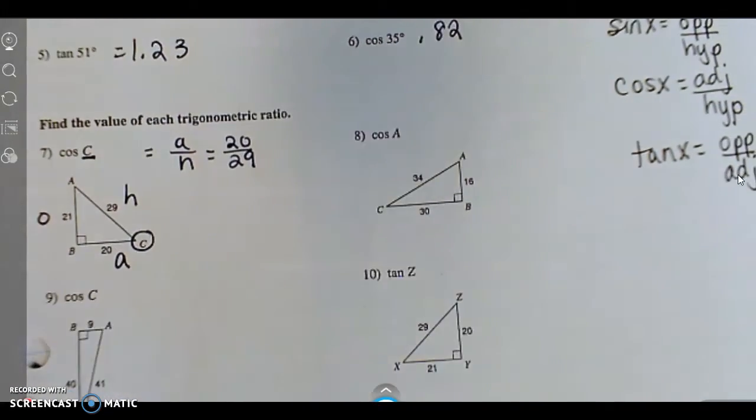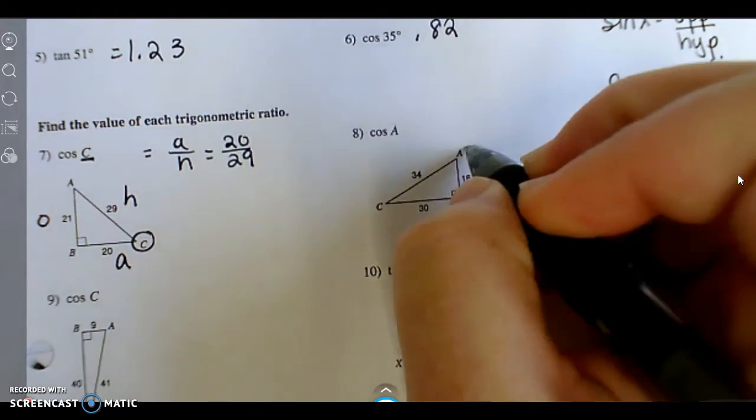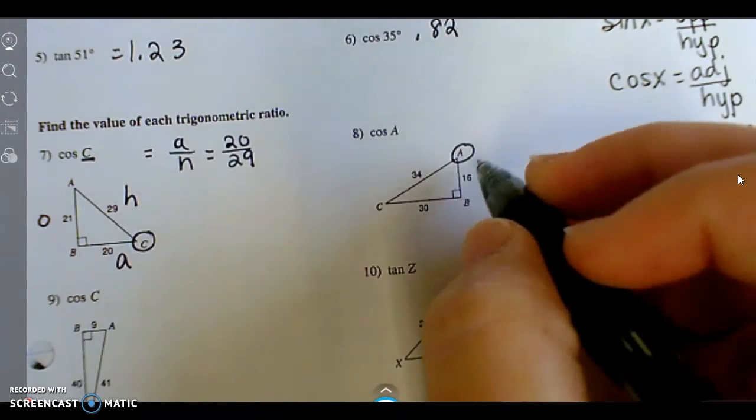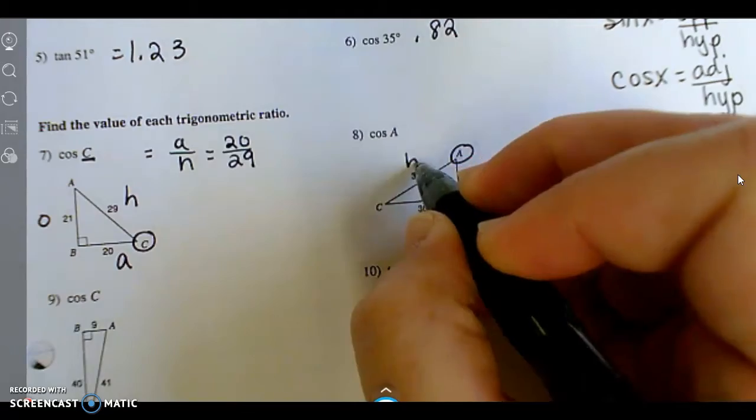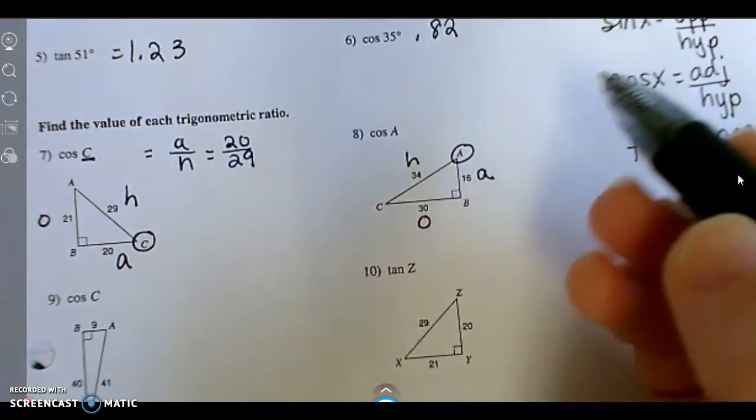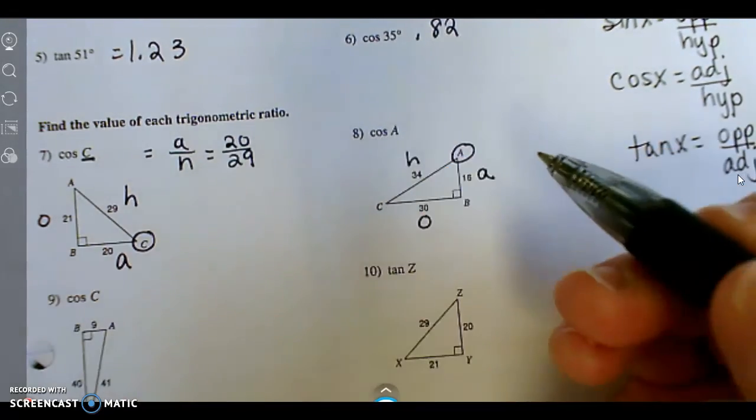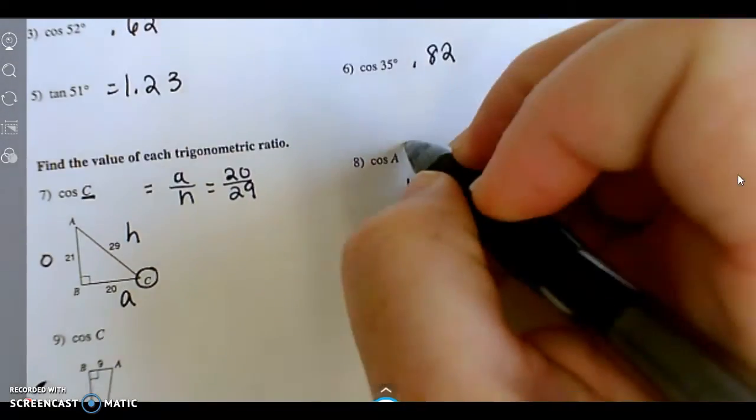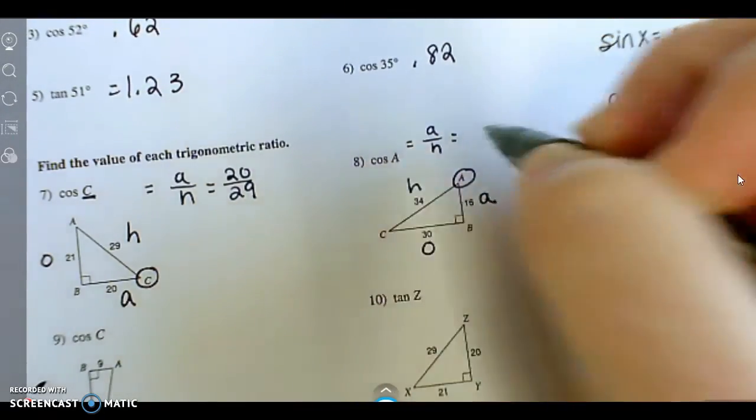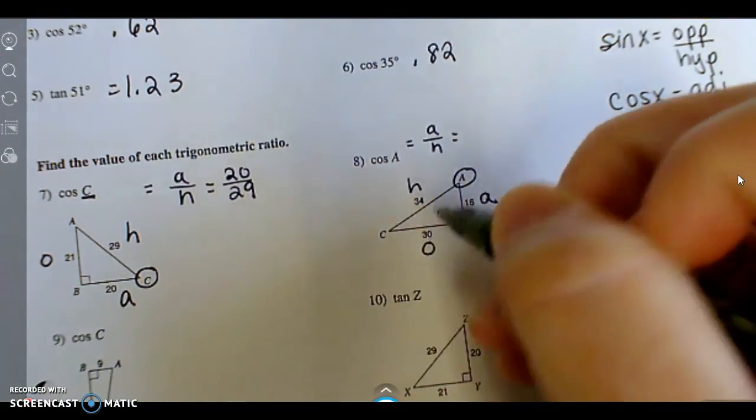So number 8, cosine of A. Alright, A is what we're interested in, so let's label all the sides. Across from A is O, across from the 90 is H, and the other side is A. Again it says cosine, which is nice. We already know that cosine is A and then H. Okay, A and H, so 16 over 30.